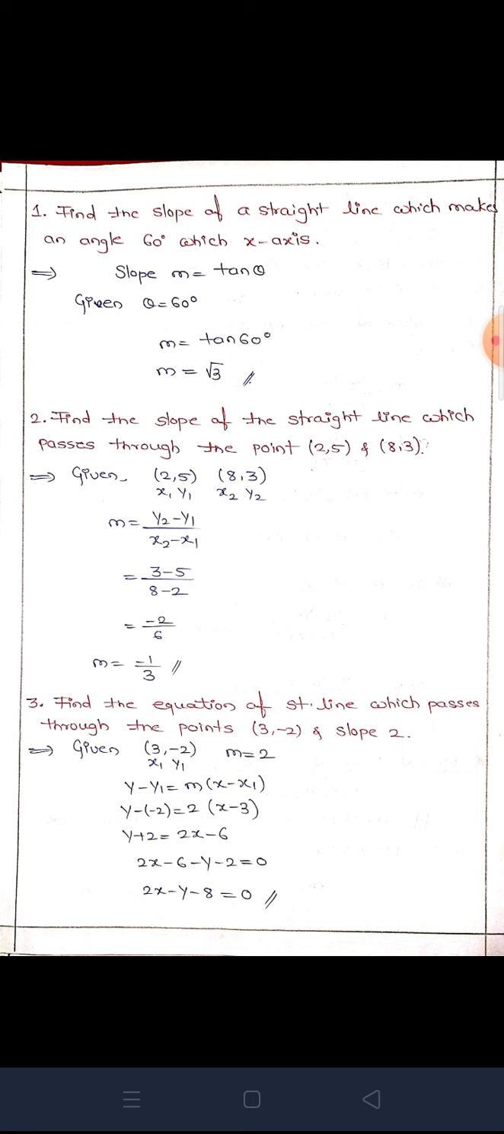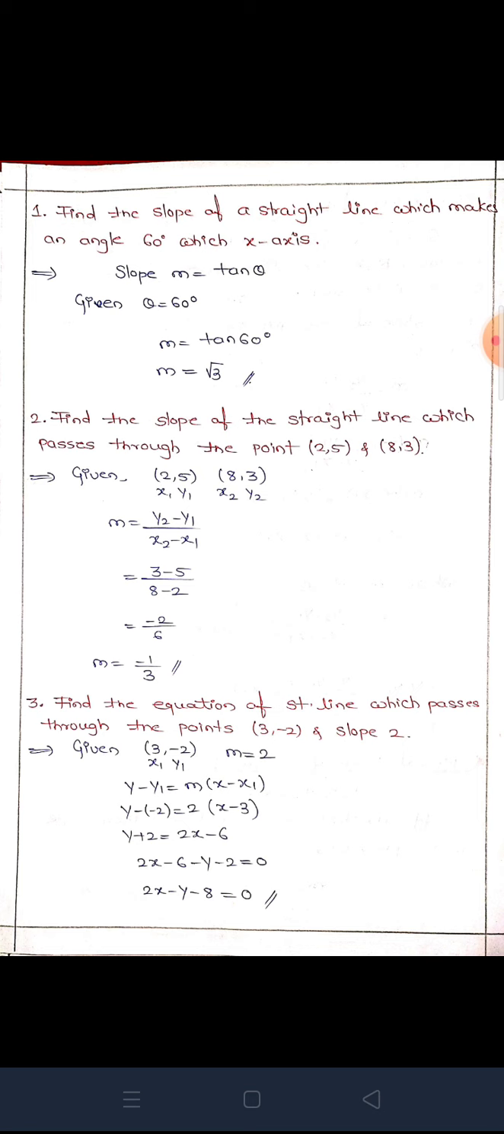Question number 3. Find the equation of the straight line which passes through the point (3, -2) and has slope -2. Check whatever is given. They have given one point, that is (3, -2), so consider it as x1 and y1, and m is -2. So they have given x1, y1 and m, and you have to find the equation of the straight line.